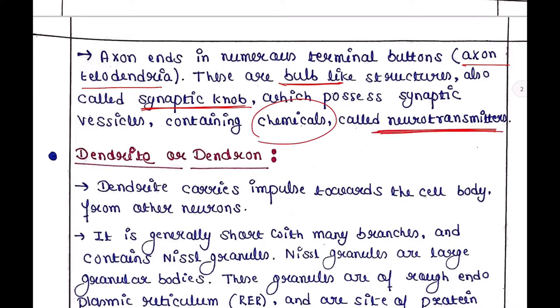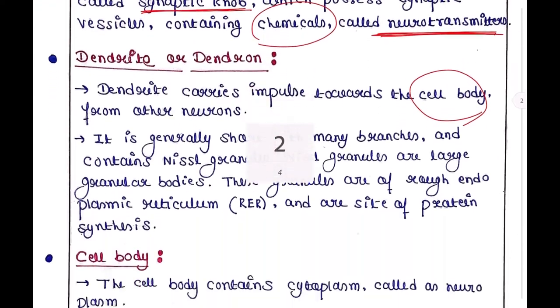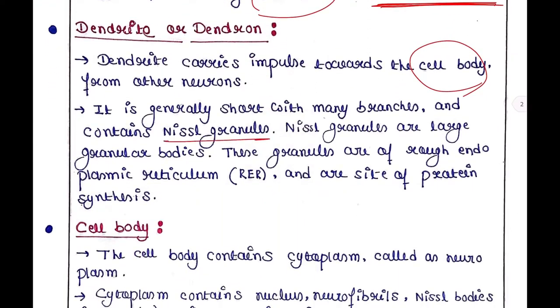Now dendrite or dendron. So dendrite carries impulse, that is the electrical impulse, towards the cell body from other neurons. So from other neurons dendrites carry electrical impulse toward the cell body. It is generally short with many branches and contains Nissl granules. So the dendrites are small branches and they contain Nissl granules. So Nissl granules are large granular bodies.